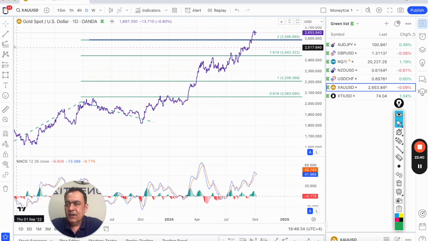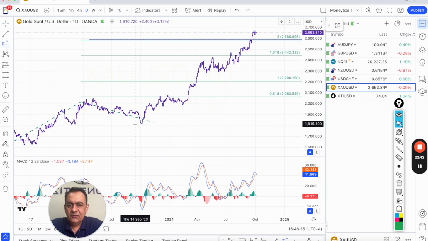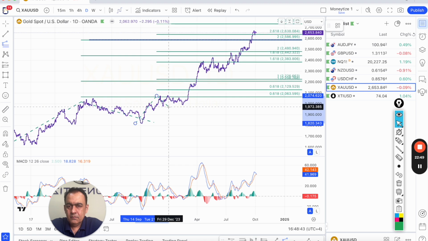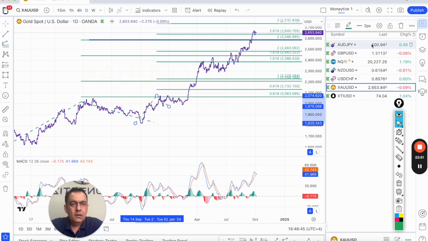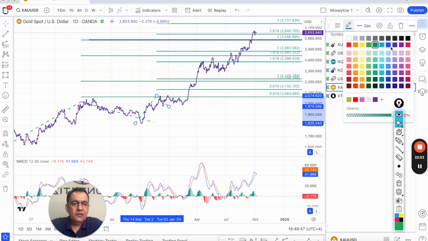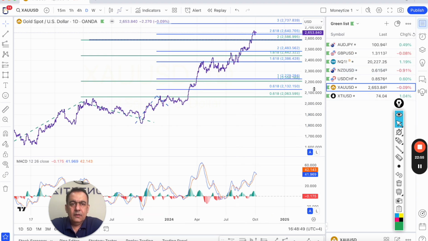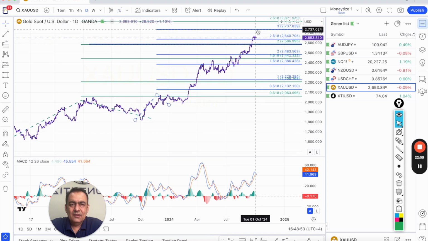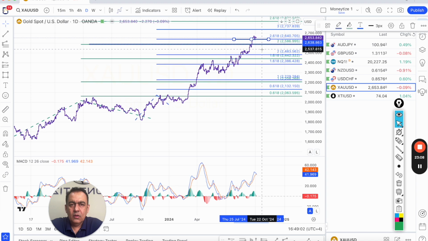Now I need to apply the next fib extension on the daily chart to get the magnet zones. It's applied. I just need to change the color here. So we are very close to the next target, that's 2737. Currently it's holding above 2640. So 2640 is the level to look for.